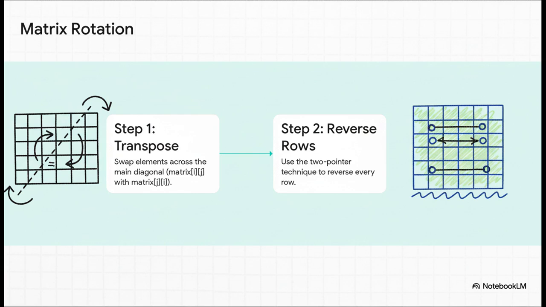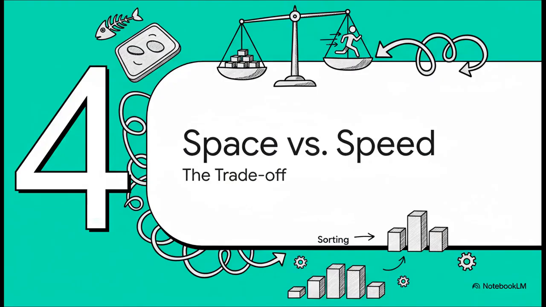Then, for the second step, you just go through each row of that newly transposed matrix and reverse it using the exact same two-pointer technique we just learned. And the results? A perfectly rotated matrix, all done within its original memory footprint. It's pretty amazing. Of course, as is often the case in computer science, there's rarely a free lunch. Choosing an in-place algorithm often means you're making a trade-off.